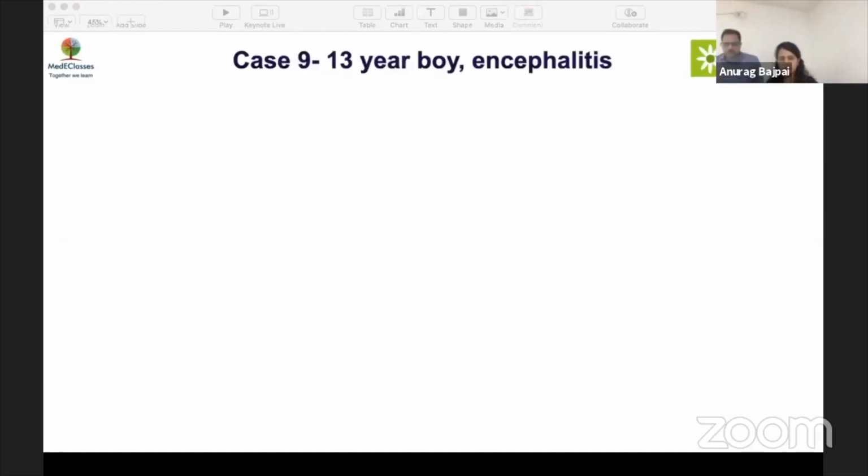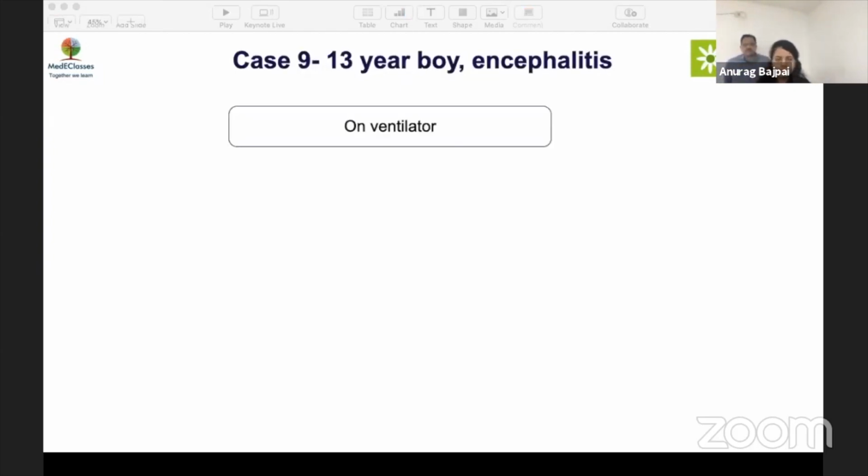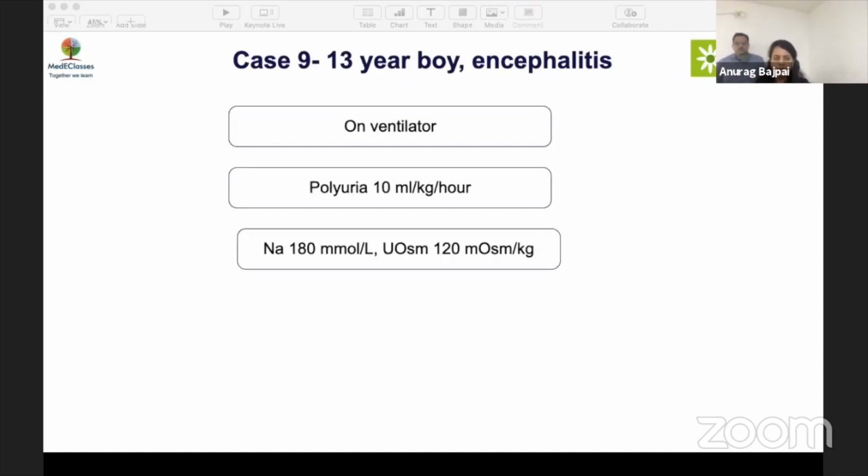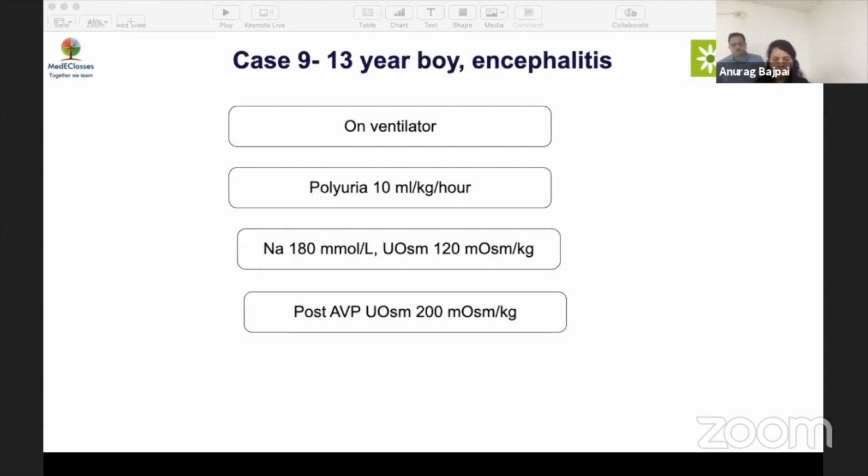The next case is a 13-year-old boy with encephalitis, and he was on a ventilator. He had polyuria of 10 ml per kg per hour, and sodium was very high. Urine osmolality was only 120. A vasopressin challenge test was done, and post ADH the urine osmolality went up to 200. So there is more than 50% rise from baseline. So this is a case of central DI.